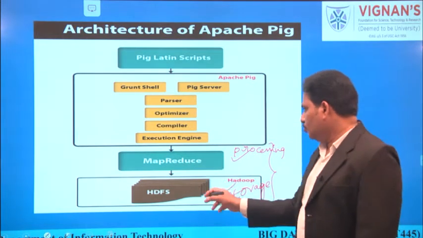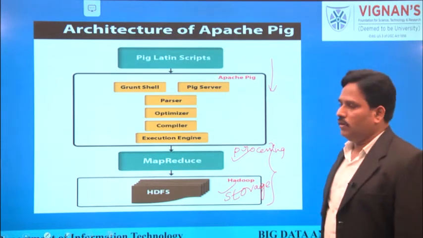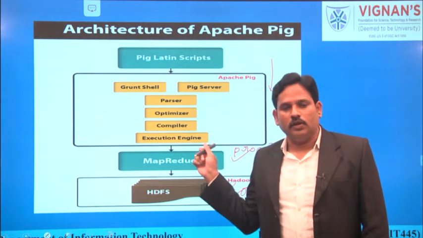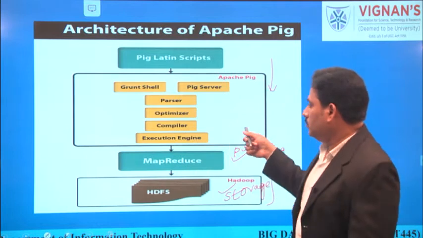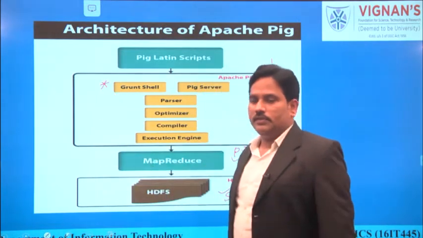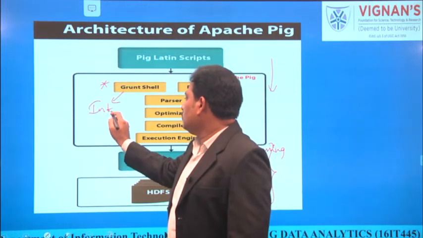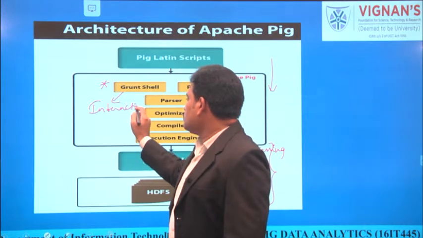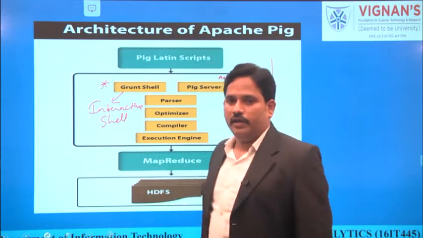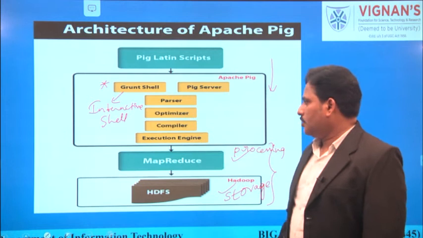On top of these two, we are executing the Pig environment. Now, initially we have seen the three components of Pig. The three components are the Grunt shell, an interactive shell which is used to write programs, to access files, or to perform read-write operations. We can use the Grunt shell.